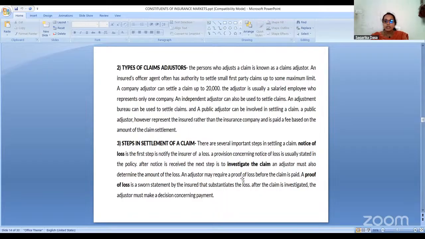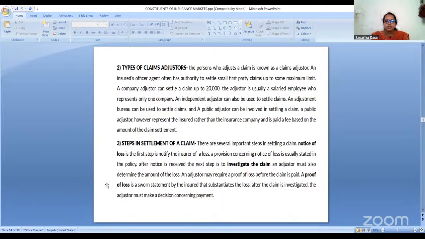An adjuster may require a proof of loss before the claim is paid. When we say we have had a loss, not just orally, we also have to submit documentary proof. What is the loss? If it is health insurance, we have to submit all our health related reports. Depending upon that loss, he will estimate the particular loss amount, how much loss occurred and how much they are paying, so for the estimation we have to submit the proofs.